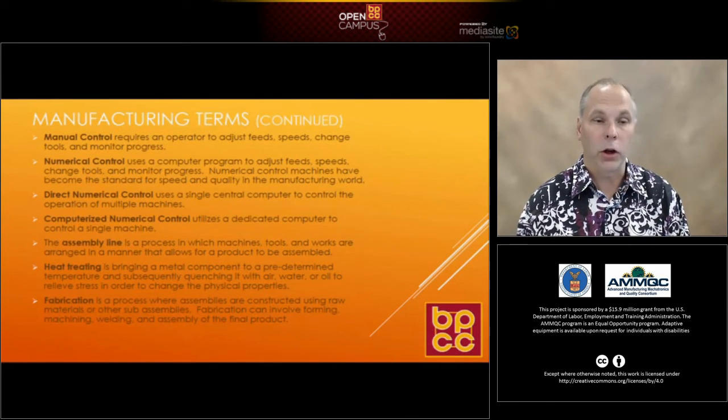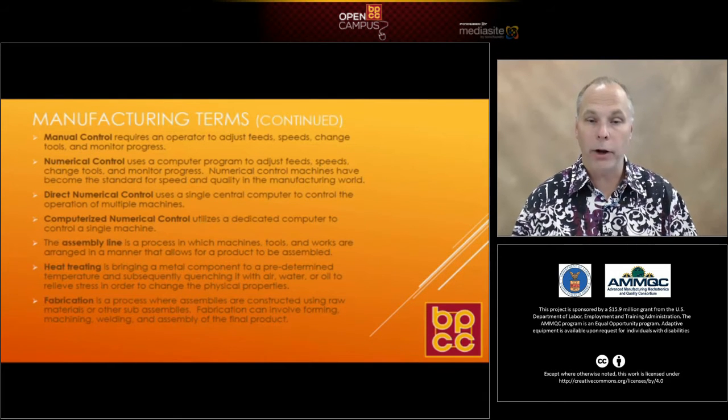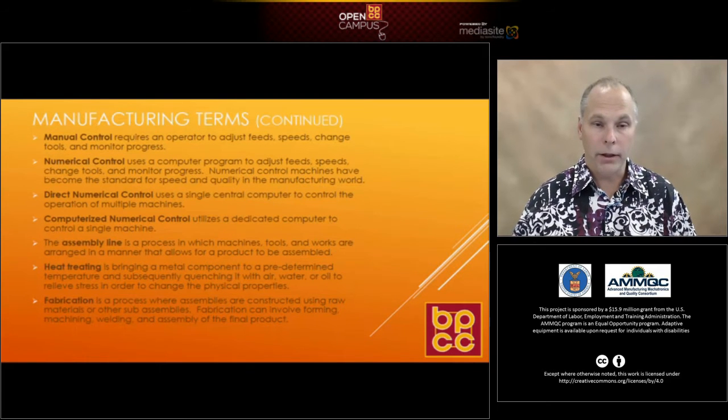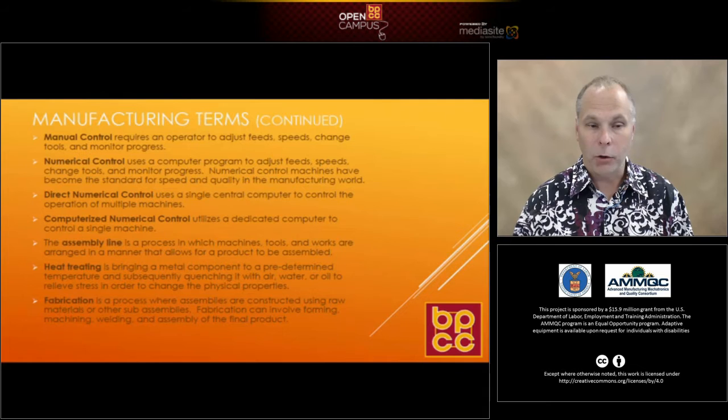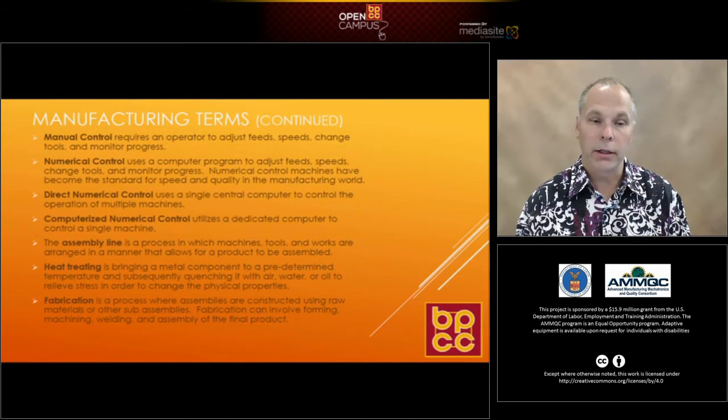Continuing on to manufacturing terms, some things we want to talk about. Those were processes we talked about in the past. Those can either be manual control, where an operator adjusts the feeds, speeds, changes the tools, and monitors progress, where an operator is right there doing the work. Or you can use a computer to do it, and there are different ways of using computer programs. A lot of them are called CNC machines, which we'll talk about down in computerized numerical control. But numerical control uses a computer program to adjust the feeds, the speeds, even changes the tools. Numerical control machines have become the standard for speed and quality in manufacturing.